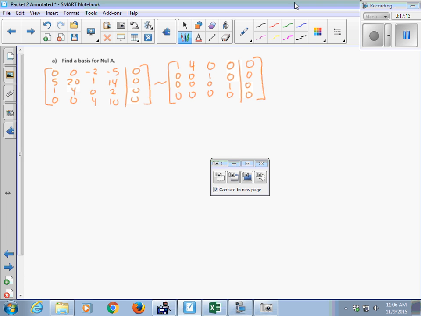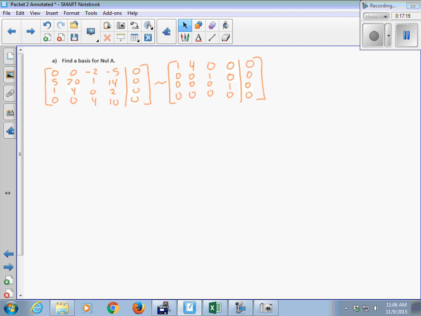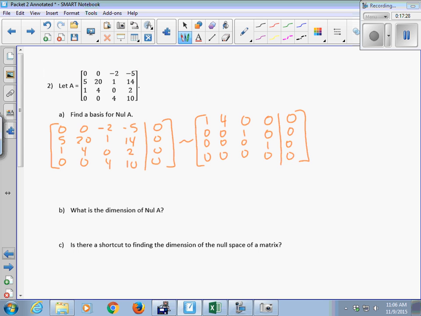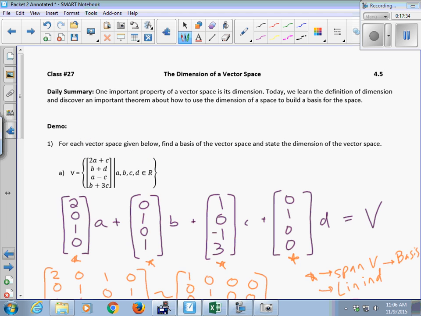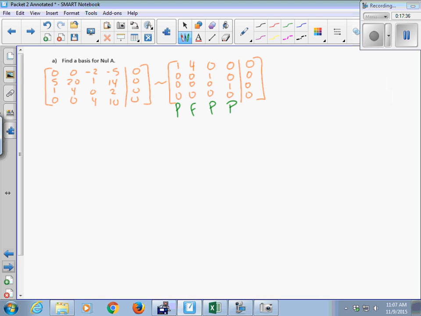Okay, so yeah, we can answer the dimension right away. How? There's only one free variable, right? So this is pivot, free, pivot, pivot, right? One free variable, so the dimension of the null space is 1. So I can do that right away, because that's a shortcut. But let's make sure that the shortcut works by actually finding a basis and seeing that it has one vector in it.